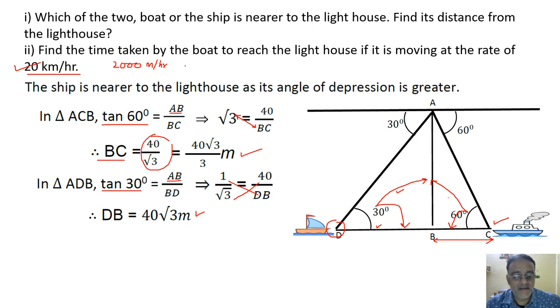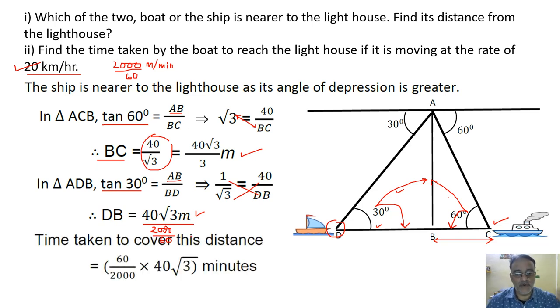Yes sir. और क्योंकि ये वाली value बहुत बड़ी है, इसलिए हम लोग इसको divide by 60 कर लेंगे. So if you divide by 60, this will be per minute. And what is the formula for calculating time? Distance upon speed. Right. So हम लोग का distance ये है. अगर इसको divide करेंगे हम लोग 2000 upon 60 से, so you will get 60 upon 2000 into 40 root 3. Whether this step is clear? Yes, sir.